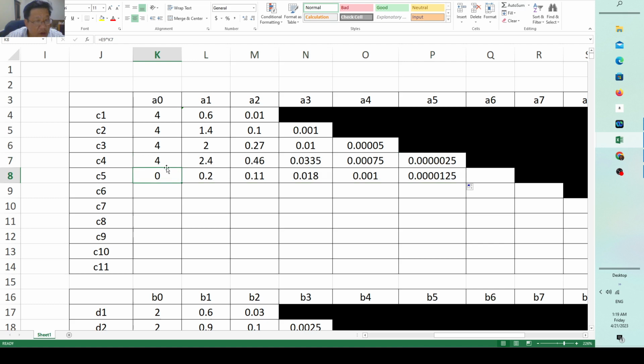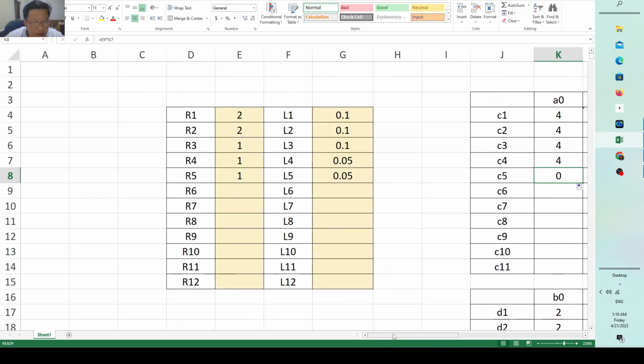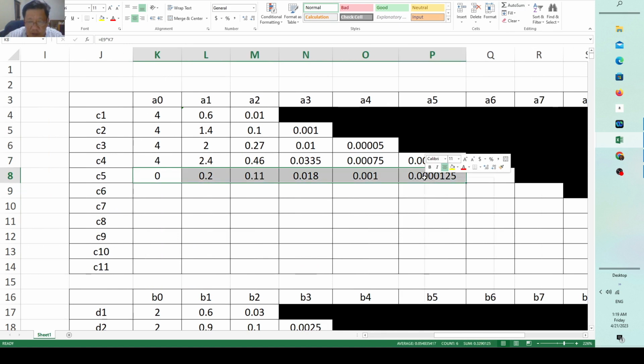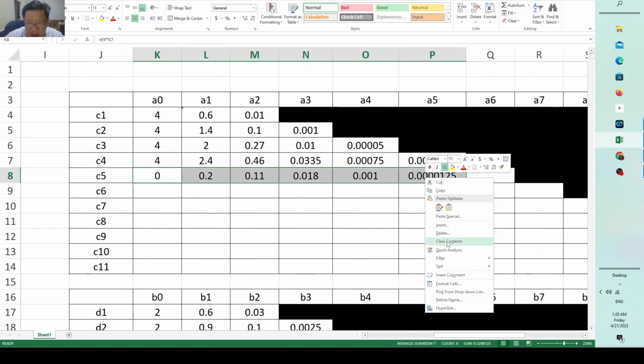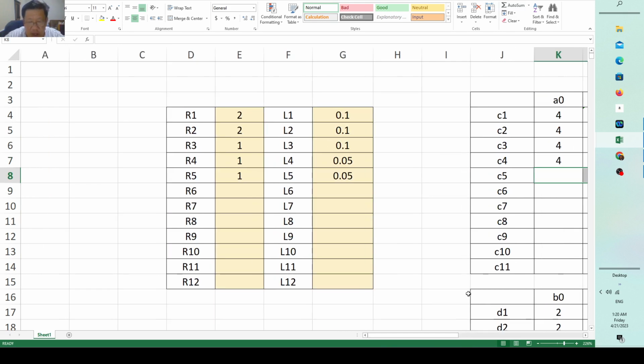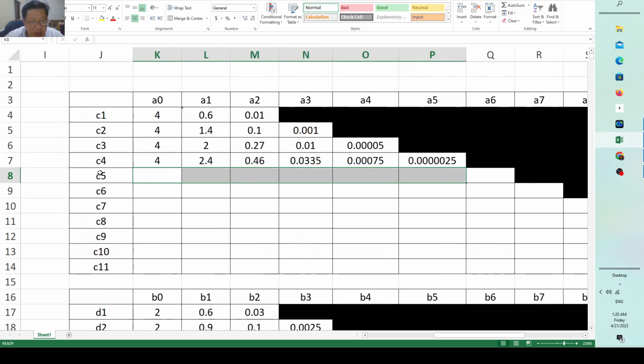Oh, sorry. I have something wrong with the data. It's wrong because I didn't put R sub 6 and L sub 6 first. So we cannot do it at this moment. We have to clear the formula first until we add R sub 6 and L sub 6 here. But this one ends here.